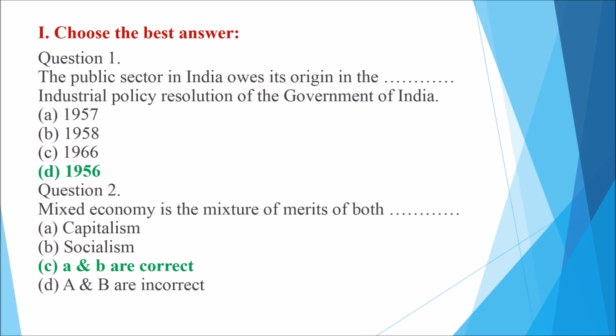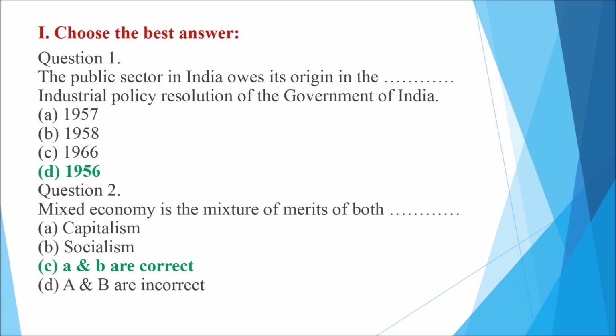Roman letter 1. Choose the best answer. Question number 1. The public sector in India owes its origin in the dash industrial policy resolution of the Government of India. Option A 1957, option B 1958, option C 1966, option D 1956. So the correct answer is option D, 1956.